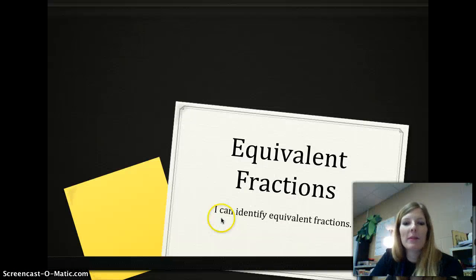Hello and welcome to a flip lesson on equivalent fractions. Your I can statement today is: I can identify equivalent fractions.